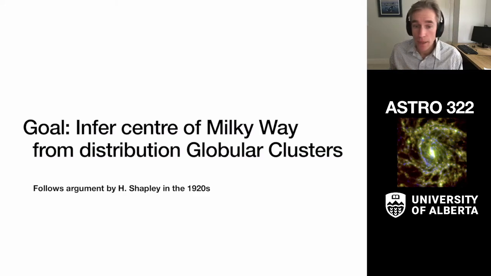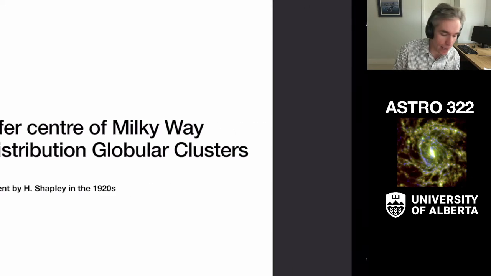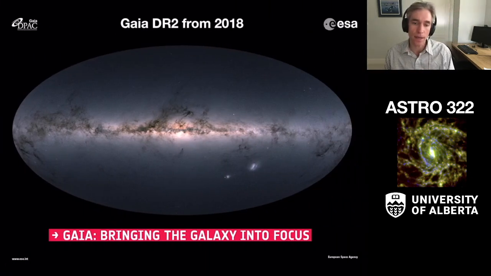All right, I just want to take a few minutes now and show that globular clusters are very useful because they're this halo population of stars, and we can use them to infer the center of the Milky Way from the distribution of the globular clusters. This was work developed by an observer named Shapley in the 1920s as evidence that the Sun was not at the center of the Milky Way.